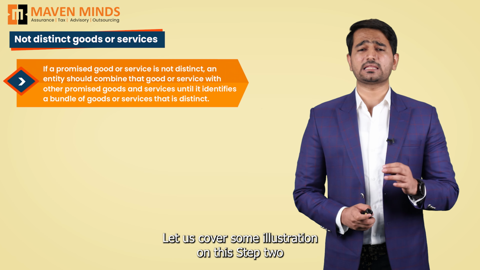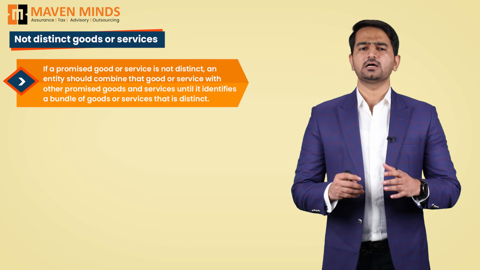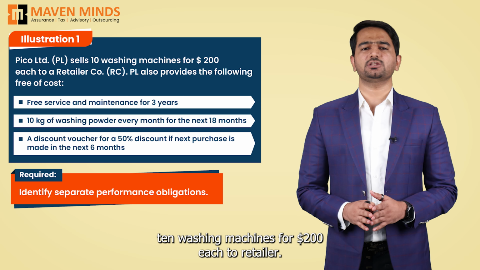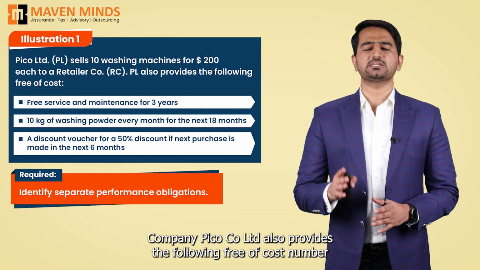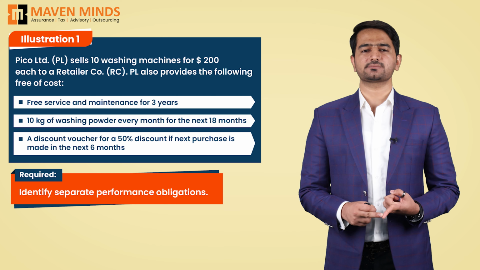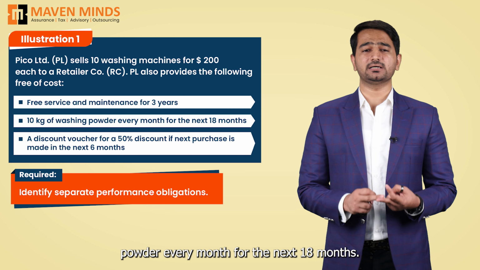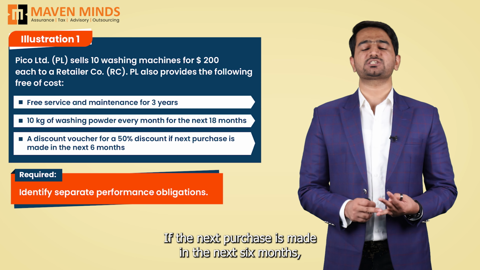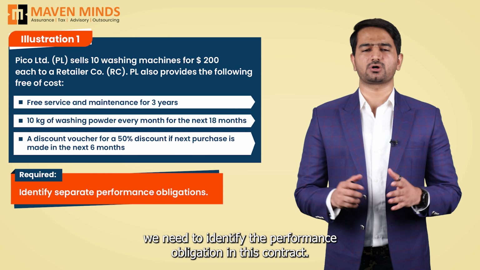Let's cover some illustrations on step 2, that is, identification of performance obligations in the contract. Our first illustration says that Pico Limited sells 10 washing machines for $200 each to a retailer company. Pico Limited also provides the following free of cost. Number 1, free services and maintenance for 3 years. Number 2, 10 kg of washing powder every month for the next 18 months. And number 3, a discount voucher for a 50% discount if the next purchase is made in the next 6 months. We need to identify the performance obligations in this contract.